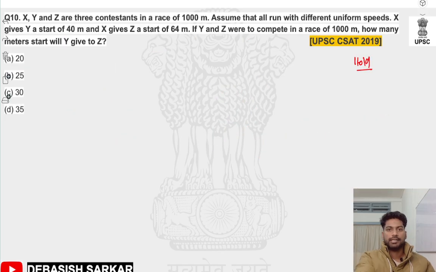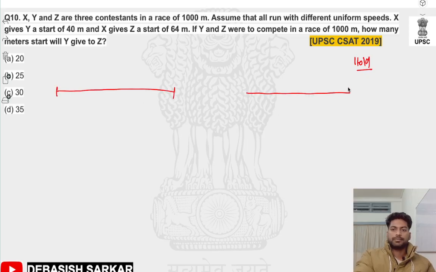Okay, we left this one earlier. Yes, this is also an easy one, well, not so easy, you have to understand a little. Look, there is a race of 1000 meters. We'll be comparing x with each of the other two. Look, x, y and z, 3 contestants in a race of 1000 meters. This is a 1000 meter race, and this is also a 1000 meter race. Assume they run at different uniform speeds.